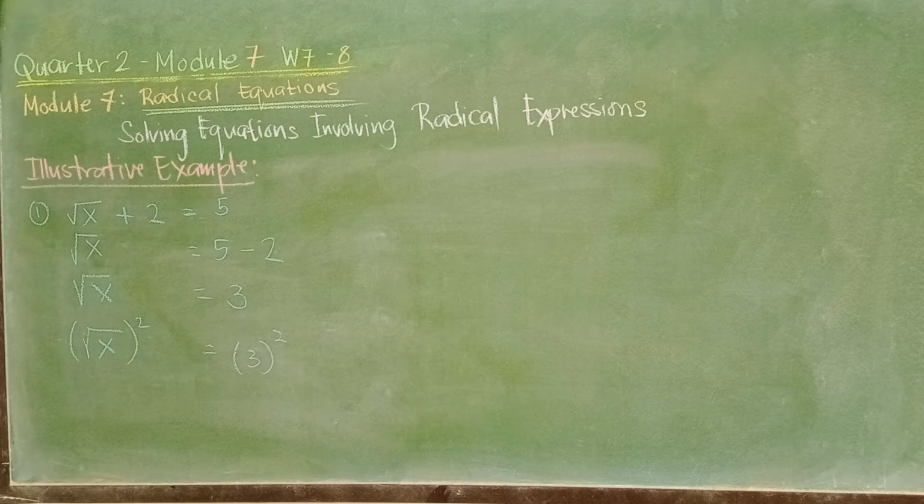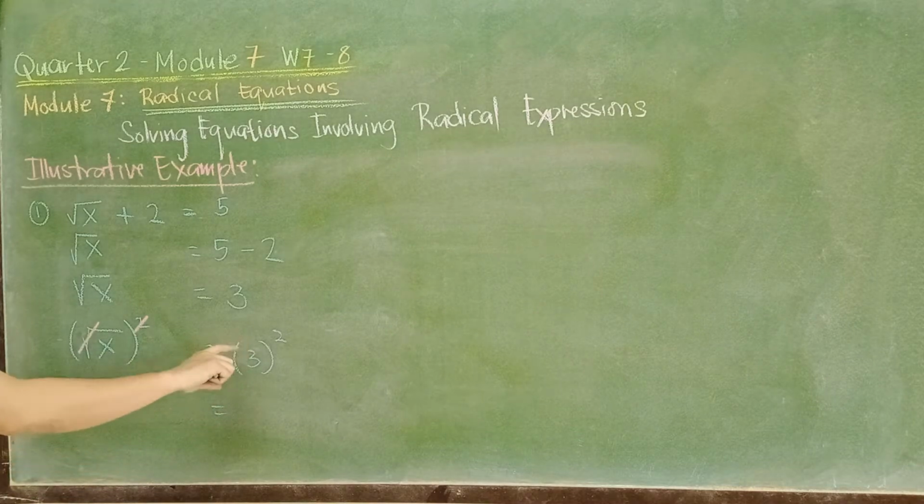Kapag 4th root, i-raise natin by 4 yung both sides. So, in this case, since square root siya, i-raise natin yung both sides by 2. Since yung index natin is 2, i-raise natin sila by 2. So in this case, pwede na natin i-cancel yung exponent na 2 at saka radical sign na square root. So matitira na lang dito is x.